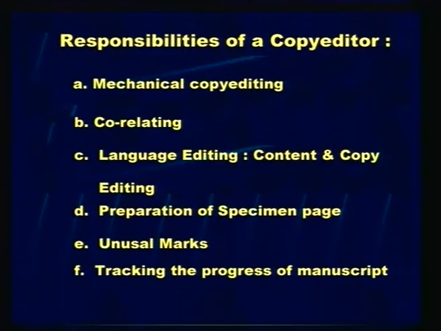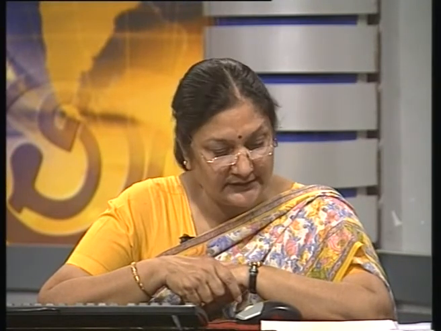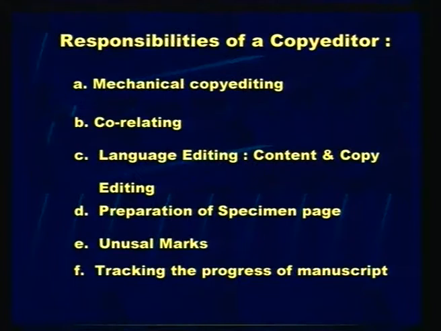Now the copy editor prepares a specimen page. The specimen page will have a lot of information. It will have information about the size of the letters, the font, the spacing, the margins left, right, top and bottom, where the page numbers are going to be, whether there is going to be a half title, whether the whole title of the book is going to be reflected, and so on. Then the copy editor also has to watch out for unusual diacritical marks.